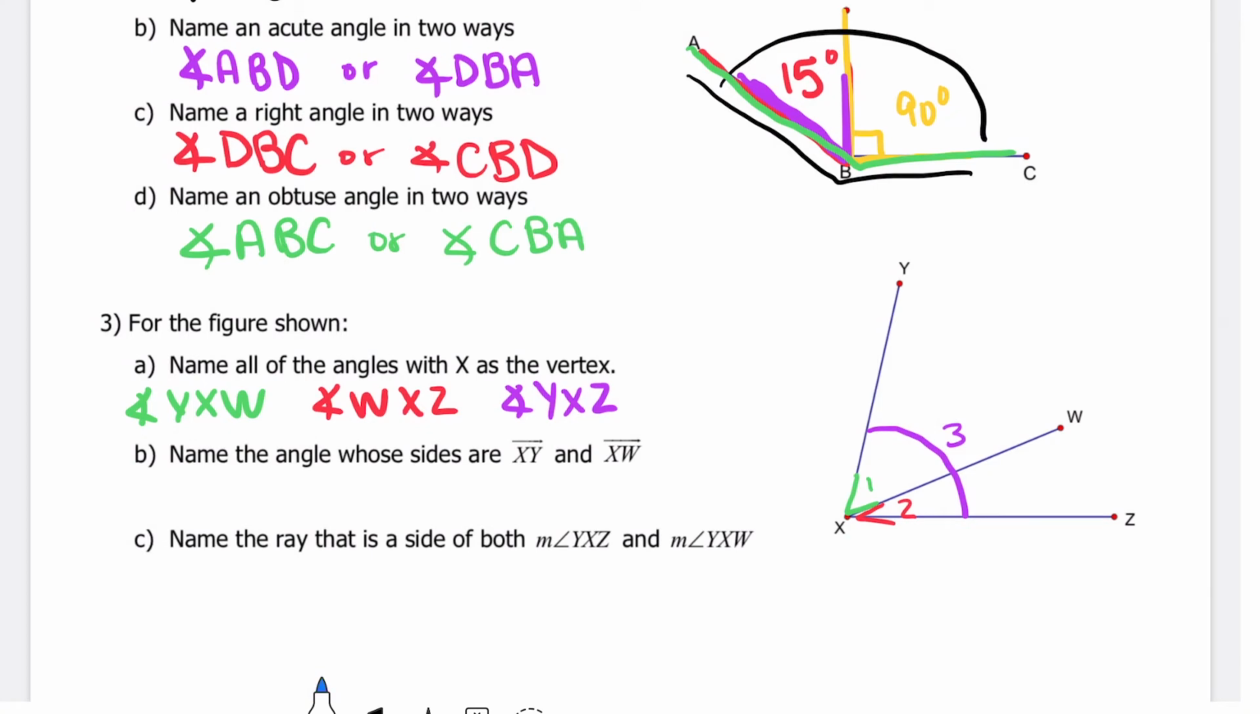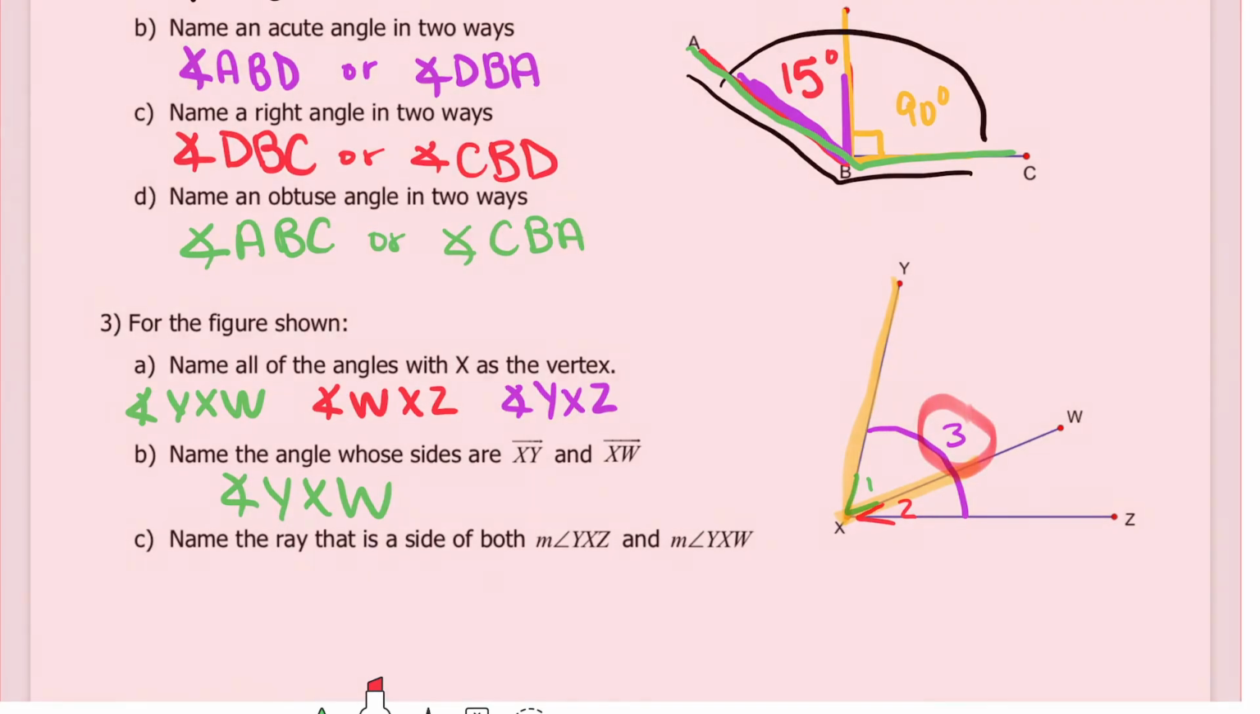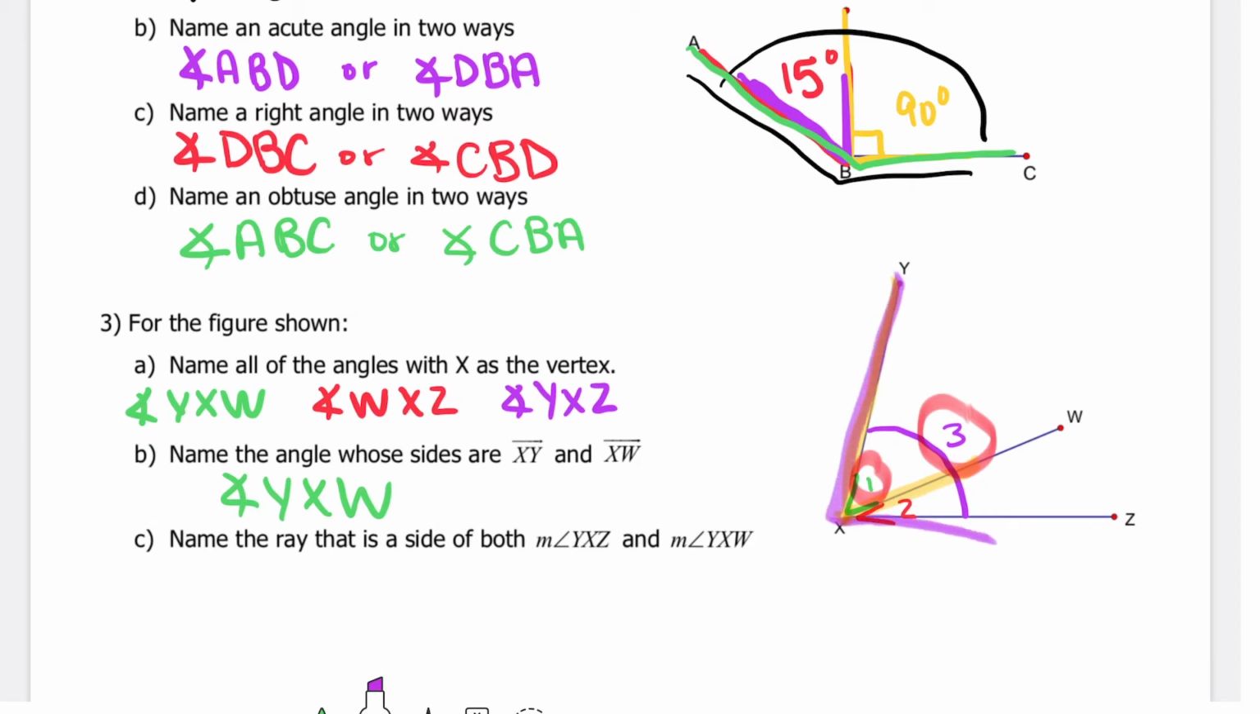Name the angle whose sides are XY and XW. So I'm going to highlight XY and XW. So it's going to be angle 1, which is my green angle. And that was YXW. And then it says name the ray that is a side of both YXZ, which is my big purple angle, and YXW, which is my green angle. So a side of both of those, the one that's highlighted twice is going to be right here, so that's going to be XY. And when we're naming a ray, we draw it with a little arrow on top.